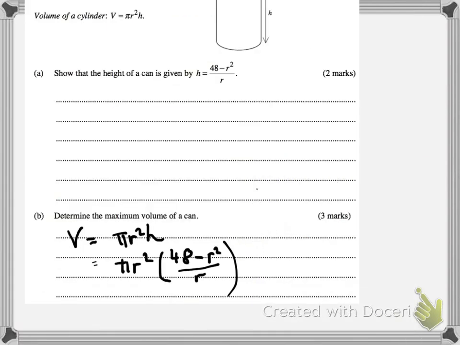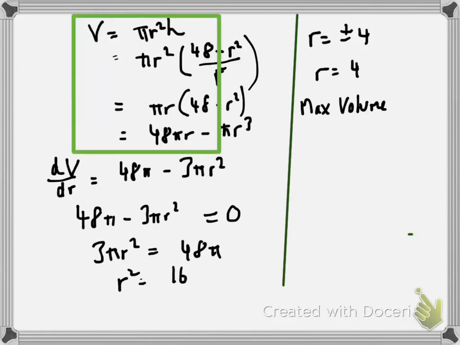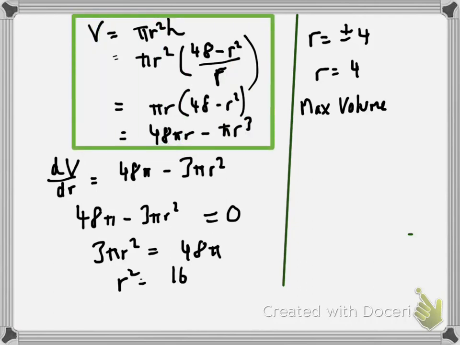Next part of that question says determine the maximum volume of a can. V equals pi r squared h. Now we're just told that h equals 48 minus r squared over r. And of course that's handy because we've got two variables here. We've got r and h. And remember when we do these to get the equation for volume, we really only need one variable. So by substituting h for the value over here that we're given, we can now get a formula for volume.